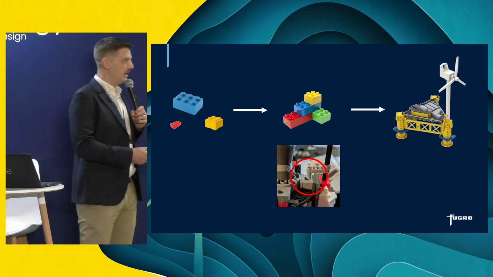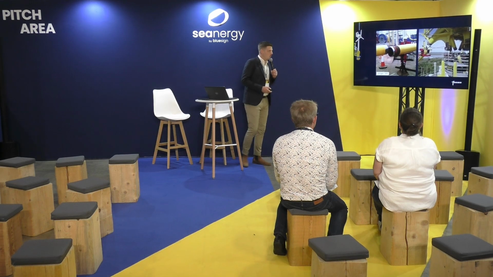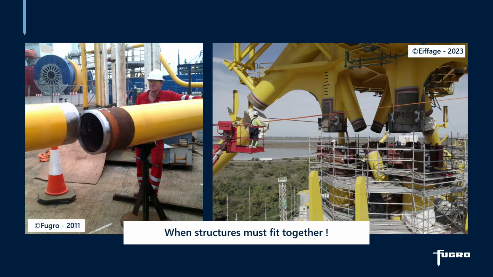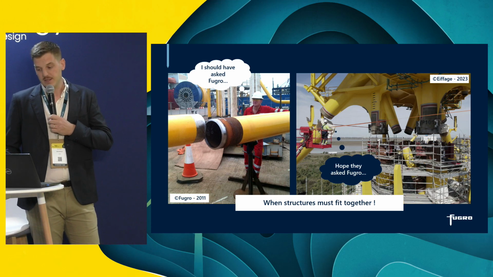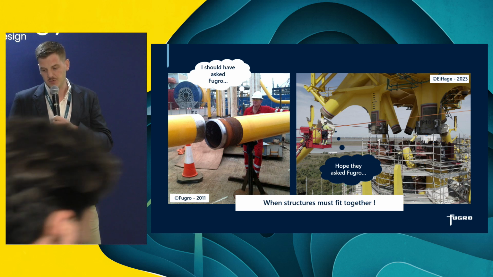Here we are talking about Lego. But what about a real project? What are the risks for our clients if dimensional control is not properly done at each stage of a project? I think you can easily imagine the pain and the cost for our clients if structures do not fit together.